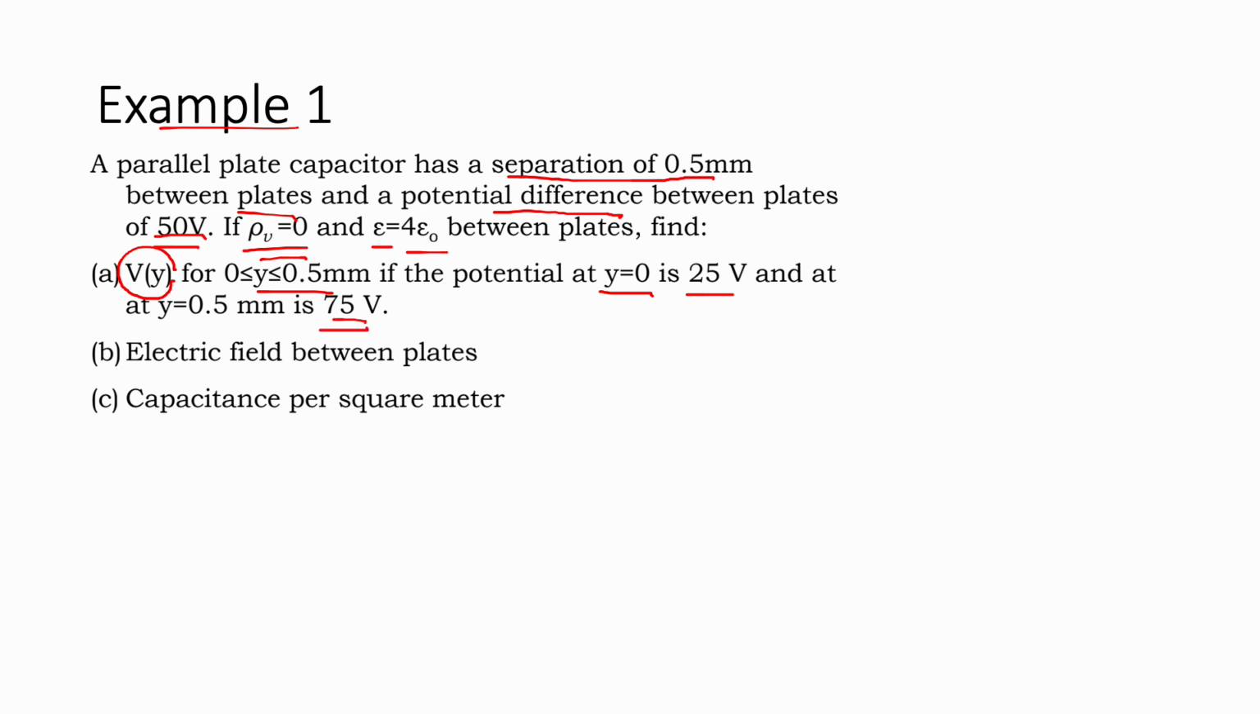First of all, we need to determine whether we are able to use Poisson's or Laplace's equation. In this case, they mentioned that the value of rho V equals 0. Therefore, the equation we are going to use is the Laplace equation. Since rho V equals 0, we are able to use Laplace, so the Laplacian operator equals 0. Next, we need to know our interested variable. We want to know V in terms of what? In this question, they ask for V in terms of y.